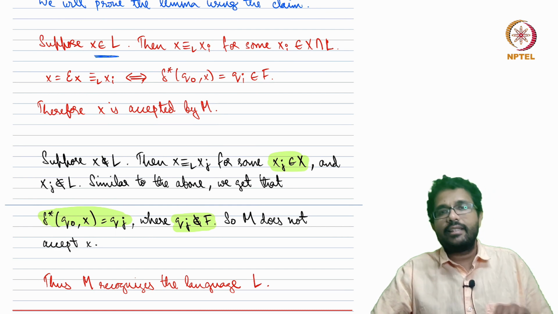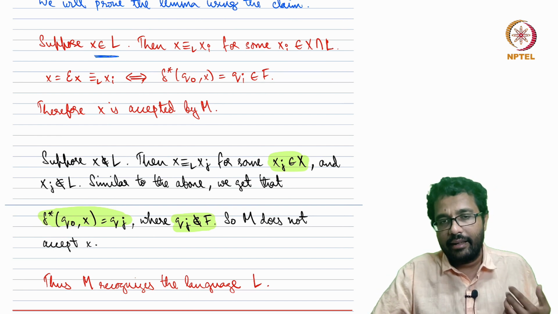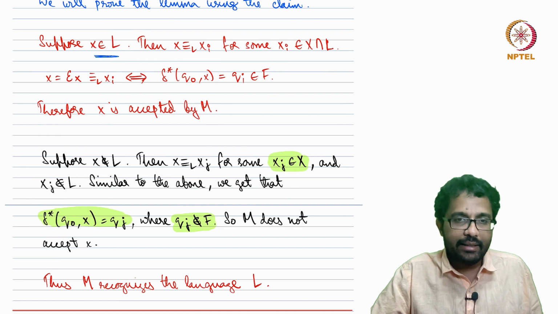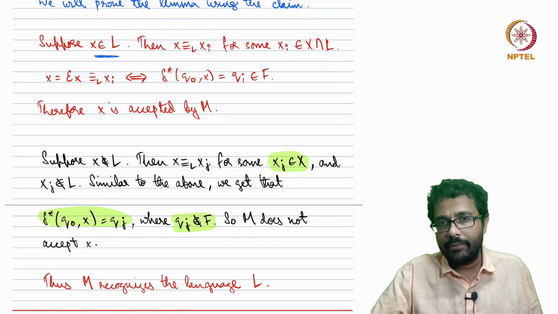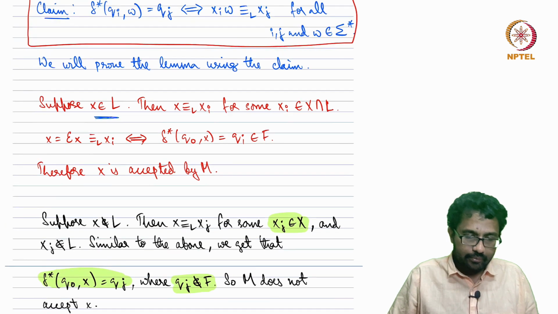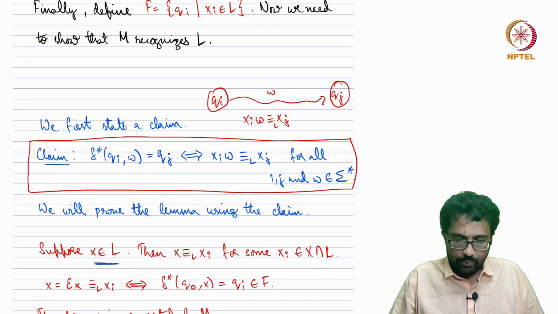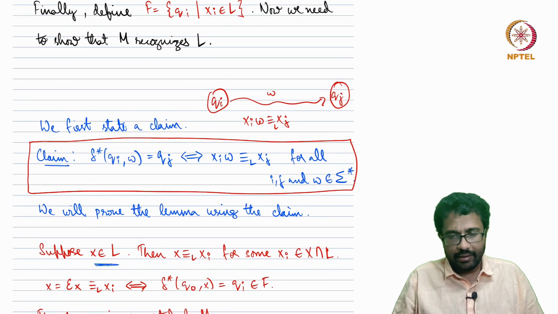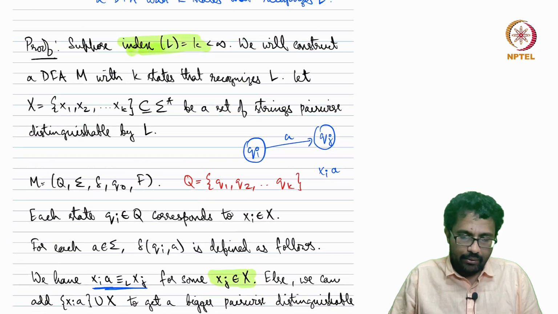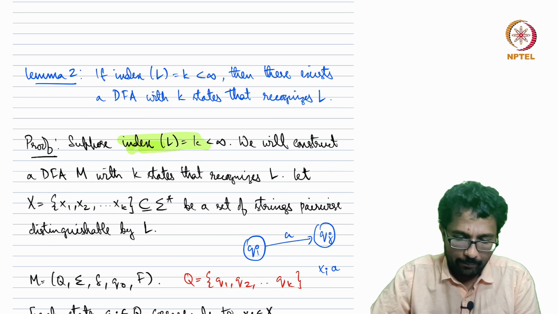So we considered an X that is not in the language. We showed that M does not accept the string. So whenever X is in the language, M accepts. Whenever X is not in the language, M does not accept. This means that M recognizes the language, right? So these are fairly straightforward proofs once we assume the claim. The claim is also sort of technical, so let me just recap the lemma so far, before moving to the proof of the claim.